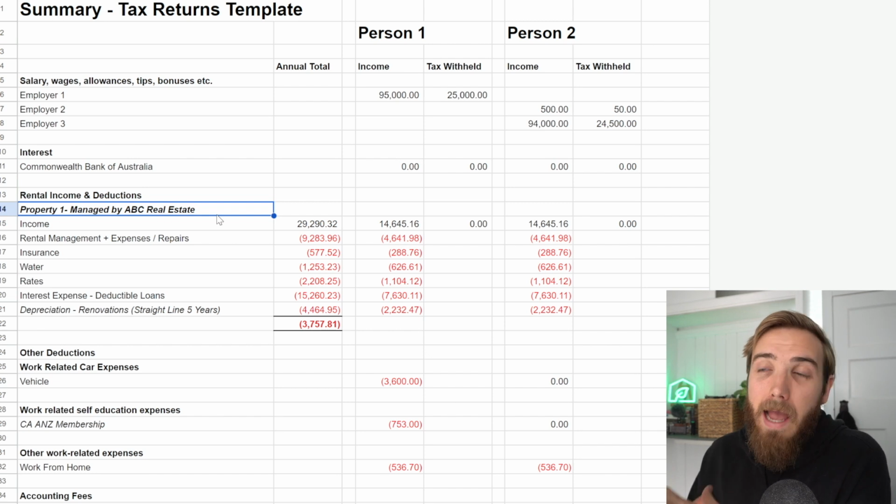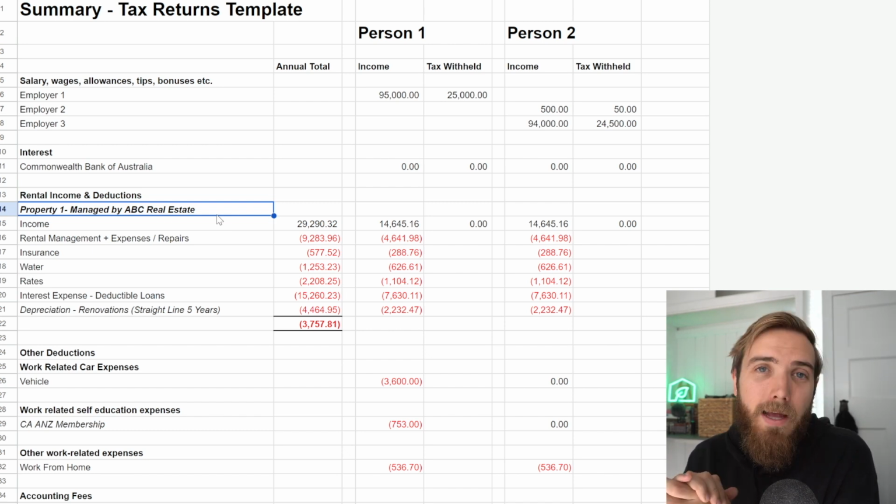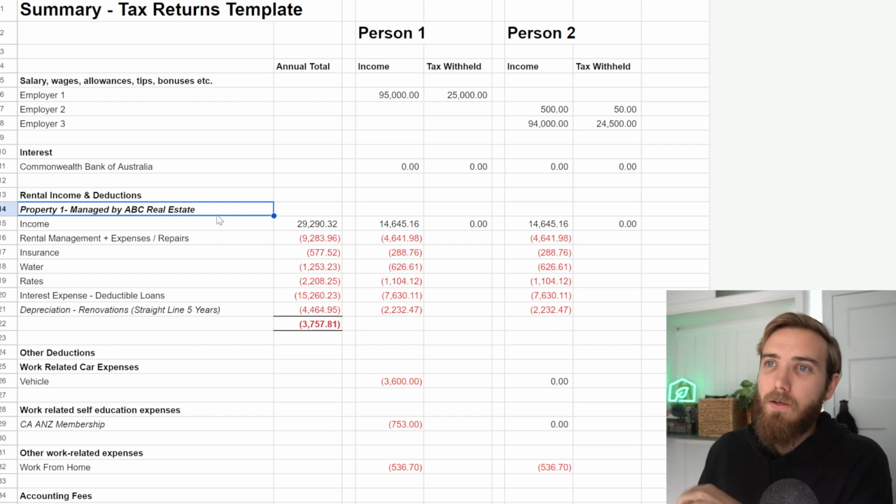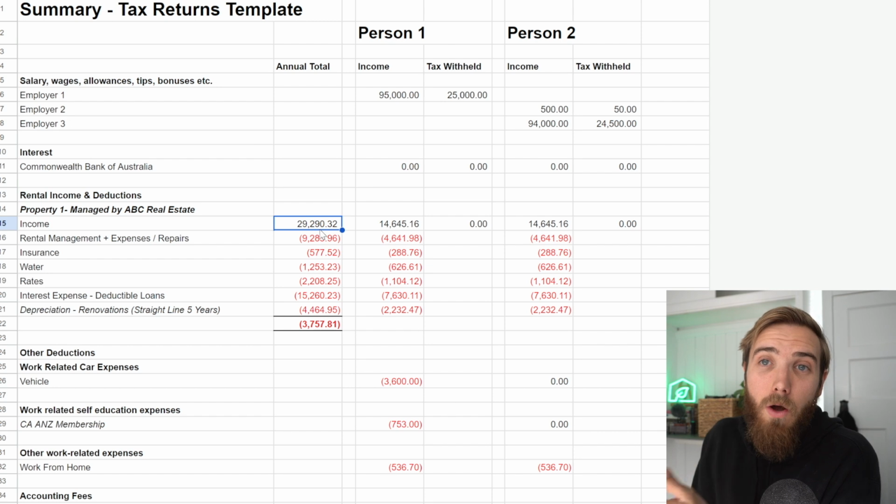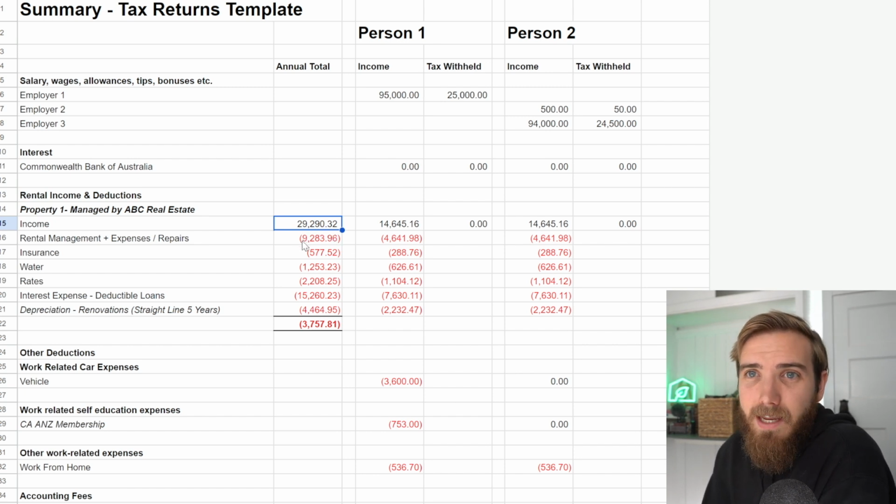Now, I personally have all my expenses direct debited when it comes to council rates, water and electricity and things like that. Sometimes you can get your property manager to pay these things for you and add them to your rental statements. Your rental statement should show you the total income you've had for the year. So this example rental property brought in $29,290.32 in the financial year.